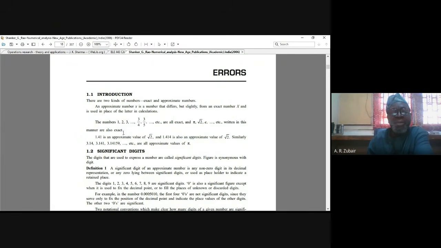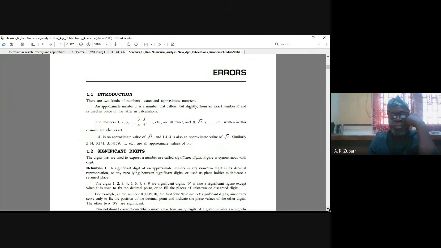For example, the numbers 1, 2, 3, 3/4, 3/5, they are exact numbers. Pi, square root of 2, exponential are also exact numbers. But when you write 1.41, it is an approximate value of root 2. 1.414 is also another approximate. Similarly, 3.14, 3.141, 3.14159, they are approximate values of pi.